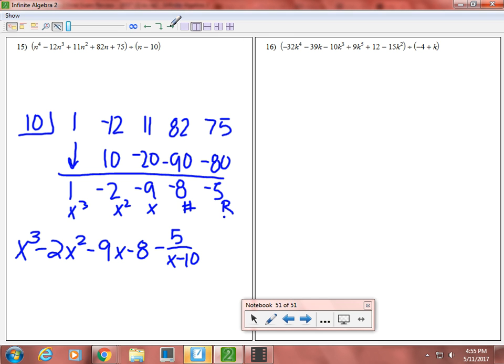Number 16, these are not in order, so we have to make sure that we put them in order. So it's starting to the 5th. So it is 9 to the 5th, then I go to the 4th, it's negative 32. To the 3rd is negative 10. Squared is negative 15. Just a k is negative 39. And just a number is 12.